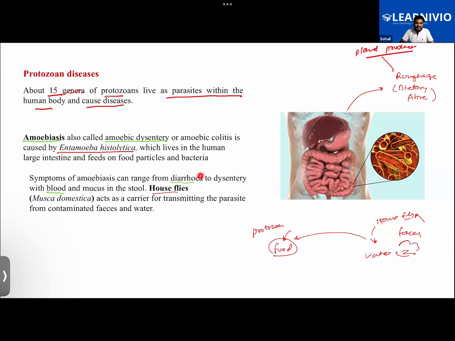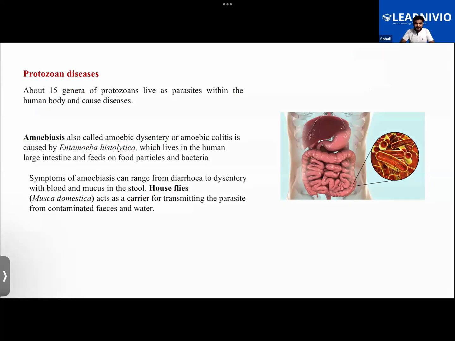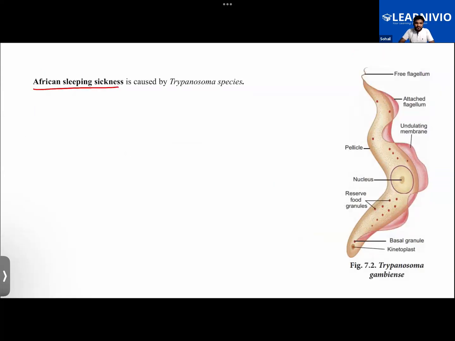So as a result, in the human stool, the solid waste that humans secrete, you will find that blood and mucus will also come along with the stool. So that is the thing, and this disease is carried by the house flies. Hope it is clear. Yes, sir.